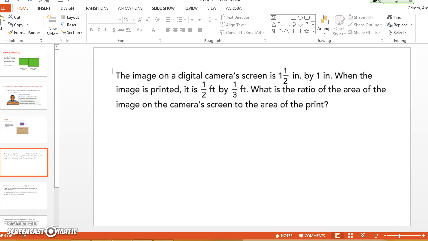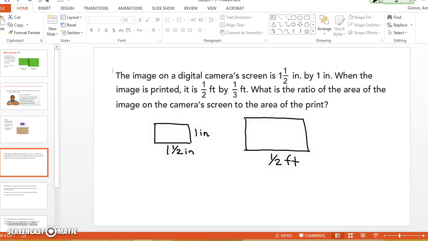So when I worked this one myself, I like pictures. So I drew myself a picture of the digital screen, and I figured a digital screen is going to be small. So it's 1.5 inch by 1 inch. So I knew the long side would be 1.5 by 1, and these are in inches. Then I imagine that I blew the picture up, and it's now 1/2 foot by 1/3 foot. So then this is going to be a little bigger. I knew that 1/2 foot is bigger than 1/3 foot, so this would be the 1/2 foot. This would be the 1/3 foot. Everything makes sense so far.